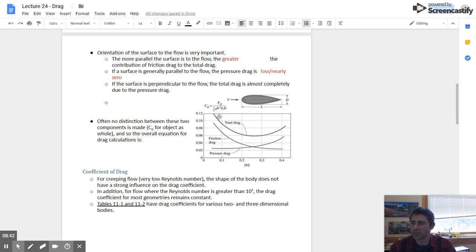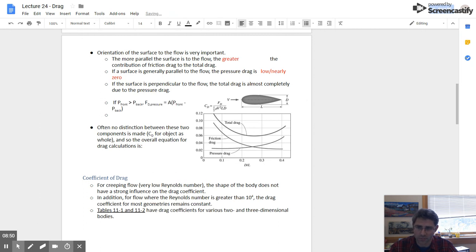And so another way of thinking about what I was talking about before with the pressure difference on both sides is that if the pressure on the front is greater than the pressure on the back, the force due to the pressure is equal to that area times the pressure on the front minus the pressure on the back. Okay?